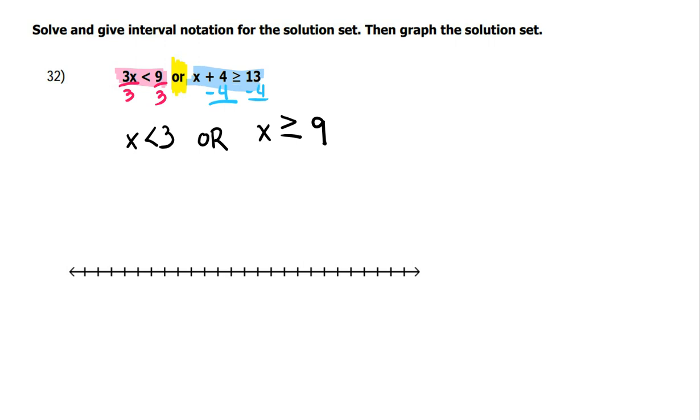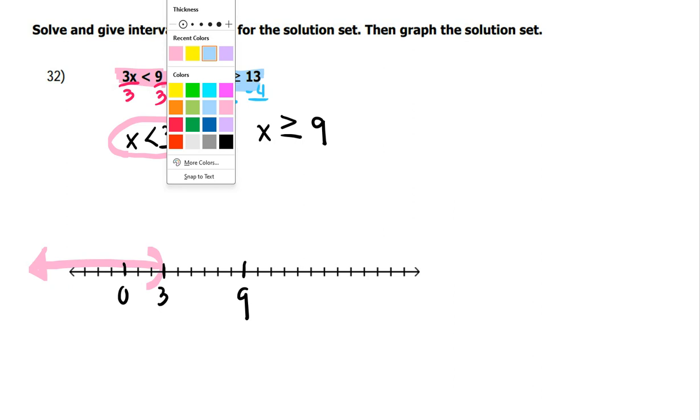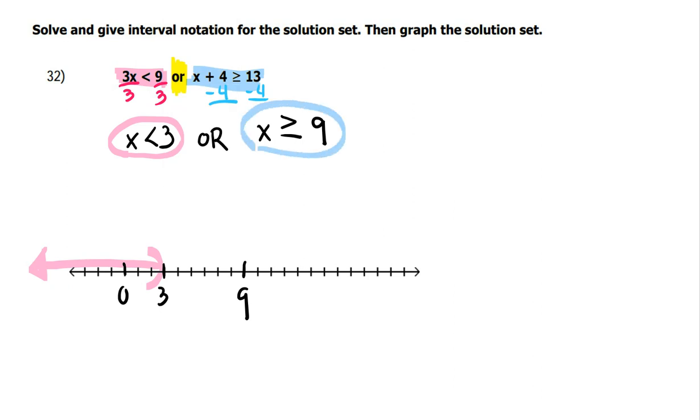Now, when I'm doing these ors, I like to graph them first because it makes more sense to me. So I don't know, let's say this is 0, so 1, 2, this is 3, 4, 5, 6, 7, 8, and here is 9. So for the pink one, if x is less than 3, it would be a parenthesis like this and going in the less than direction. And then for this one, x is greater than or equal to 9. Okay, it would look like that.